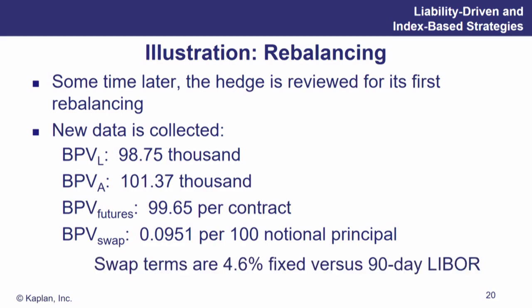The swap terms are 4.6% fixed rate versus 90-day LIBOR. Look at your information. Focus here. We have a duration gap. So we need to close the duration gap. The difference there, that's the duration gap. And what do we need to do? We have too much BPV of A. So we need to lower the BPV of the A to match the BPV of the L. That's an easy thing to do.